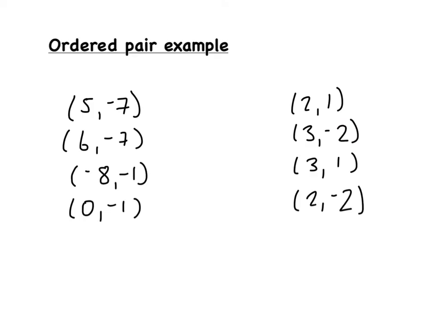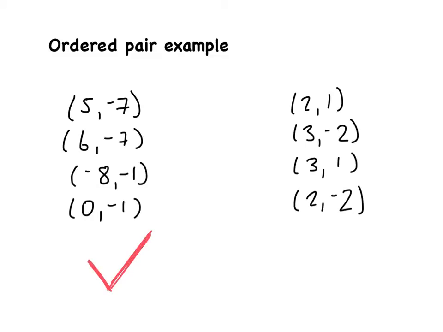Let's look at an ordered pair example. This first part, we have 4 ordered pairs. We have 5, -7, 6, -7, -8, -1, and 0, -1. If you realize, in the x coordinates, the numbers do not repeat. So this right here is an example of a function.